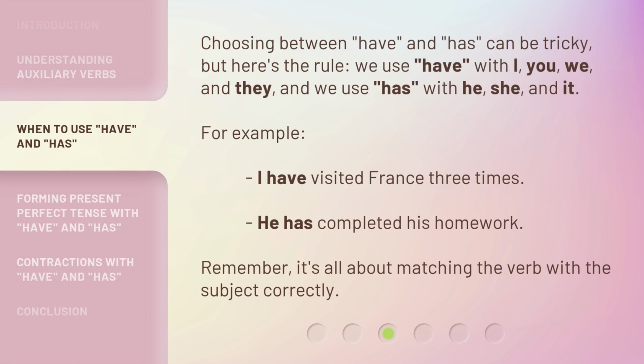Choosing between have and has can be tricky, but here's the rule. We use have with I, you, we, and they, and we use has with he, she, and it. For example, I have visited France 3 times. He has completed his homework. Remember, it's all about matching the verb with the subject correctly.